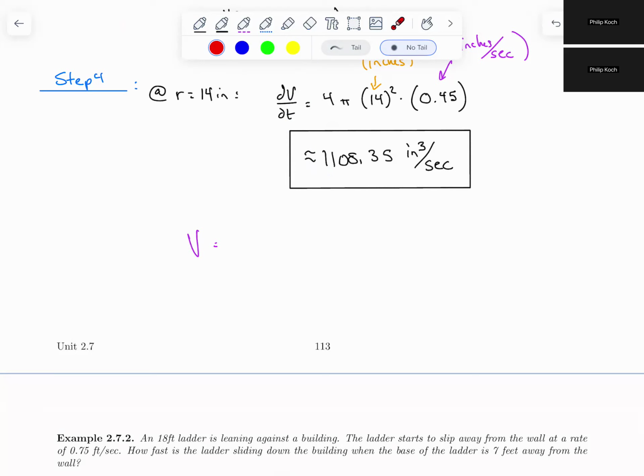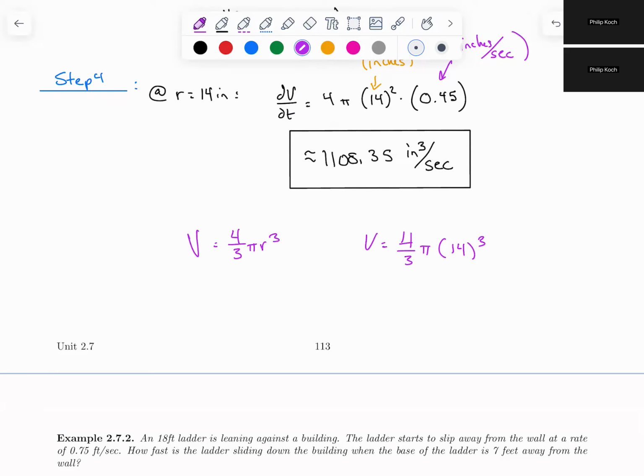Cool. All right. So why did I say that you can't plug it in until the end? If I instead take V equals 4/3 pi r cubed, and then I plug in 14, I get V equals 4/3 pi times 14 cubed. Now the radius is gone. This is finding the volume at a fixed point in the rolling down the hill. If I take the derivative of the right-hand side, it's just 0, because it's just a constant.